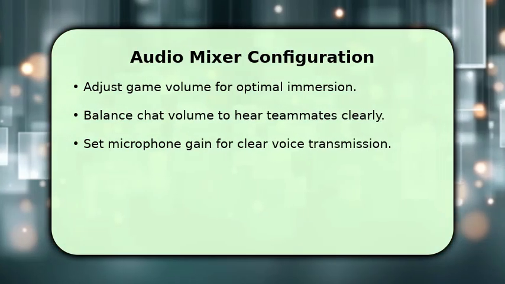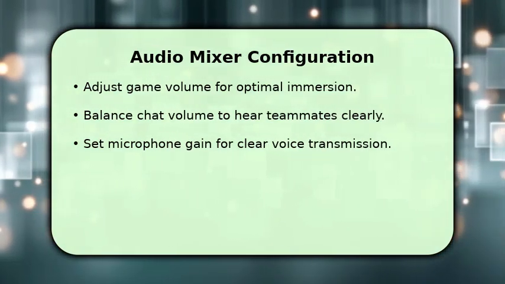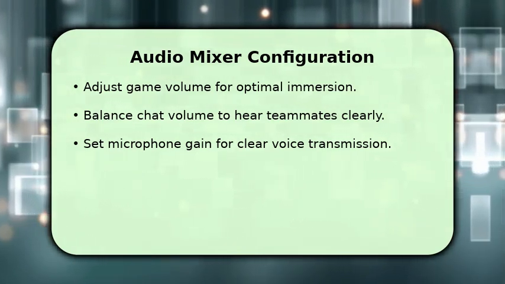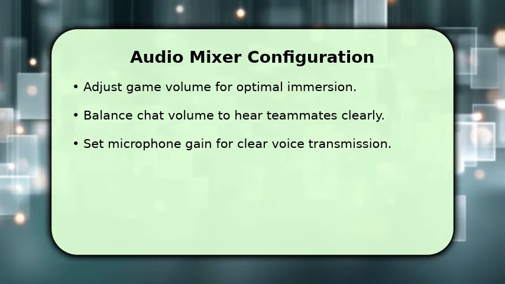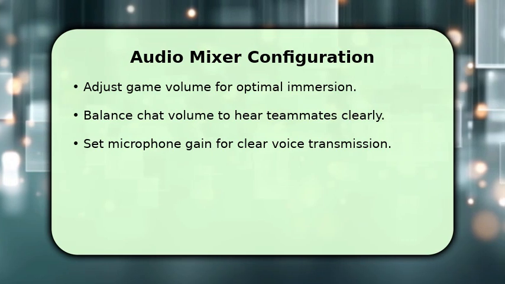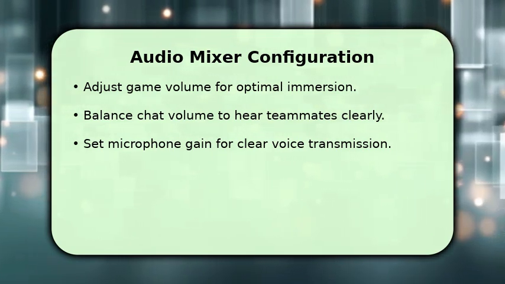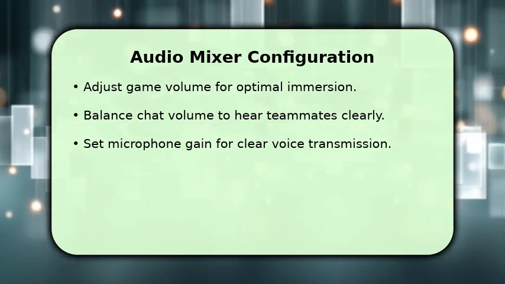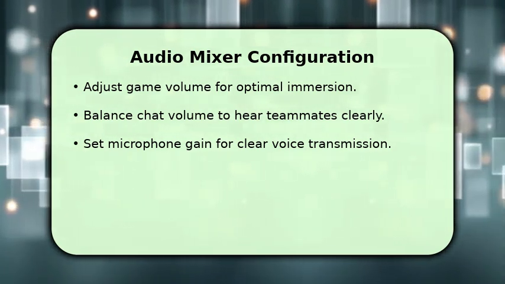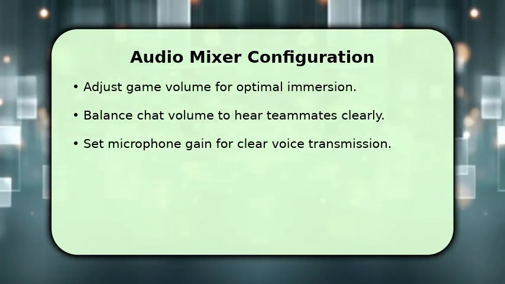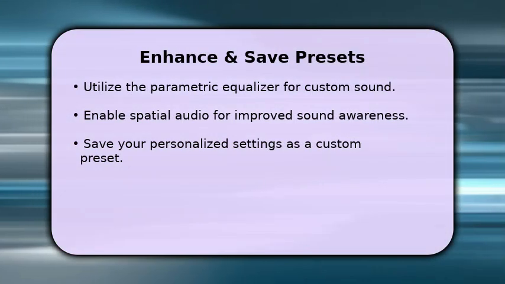With devices assigned, it's time to fine-tune your audio levels. Use the sliders in the game mixer to set your overall game volume to a comfortable level. In the chat mixer, adjust the volume so you can hear your teammates clearly without it overpowering the game audio. For your microphone, set the gain to ensure your voice is transmitted clearly and without distortion, typically aiming for a level around -20 decibels.